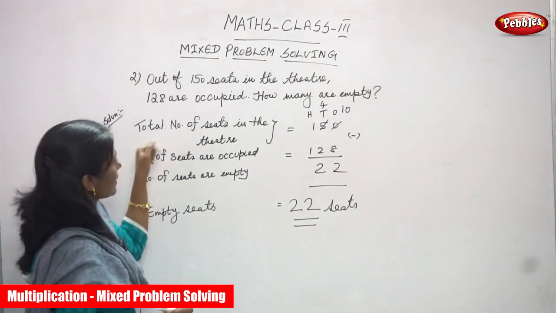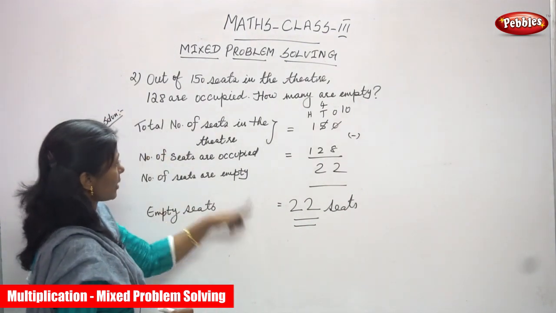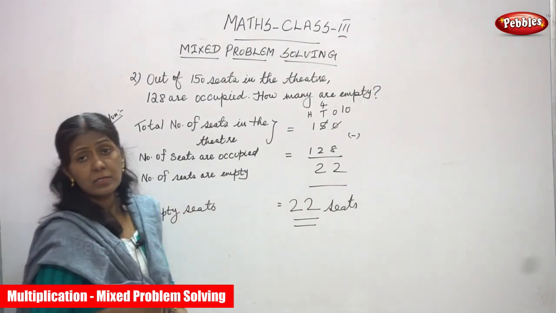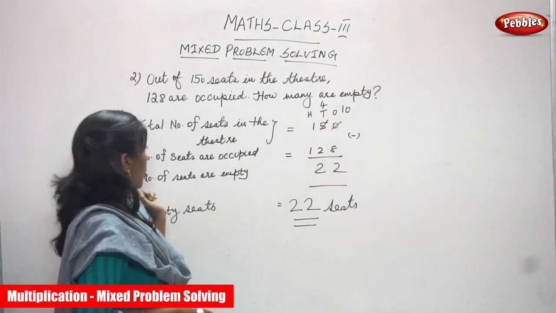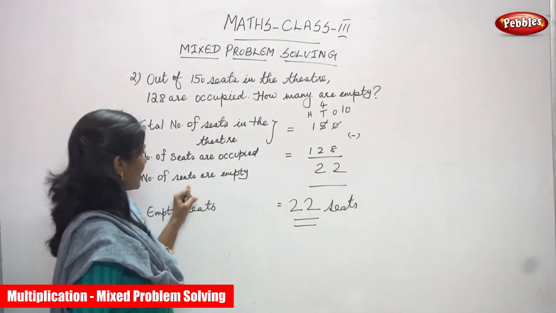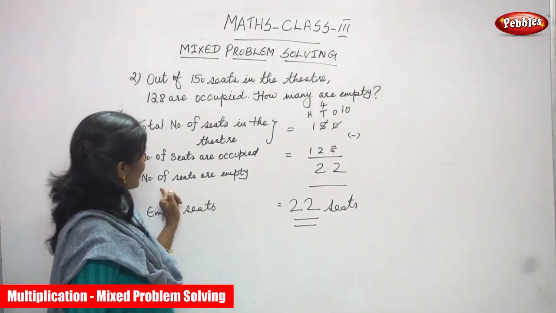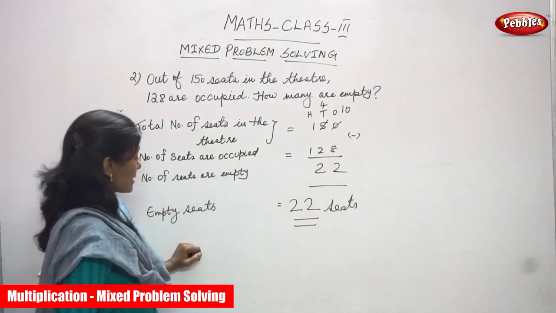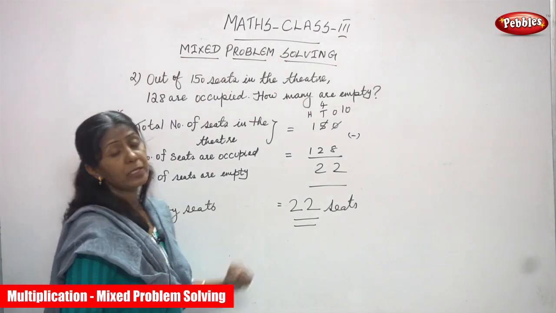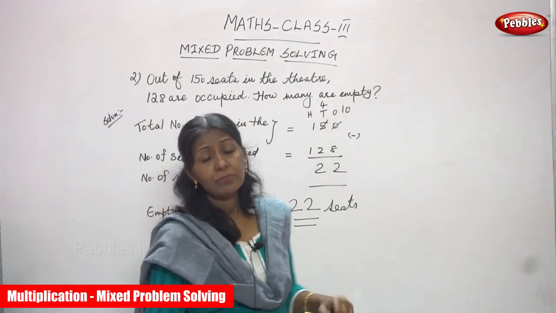Again I'll repeat: the total number of seats in the theatre is 150. The occupied seats are 128. You have to find how many seats are empty. This is the question. The number of seats empty is 22 seats. That is what I've written very simply. Empty seats equal 22 seats. This is the right answer for the question.